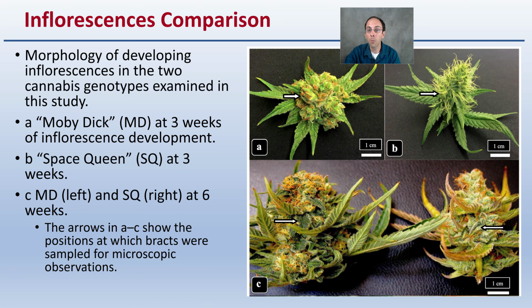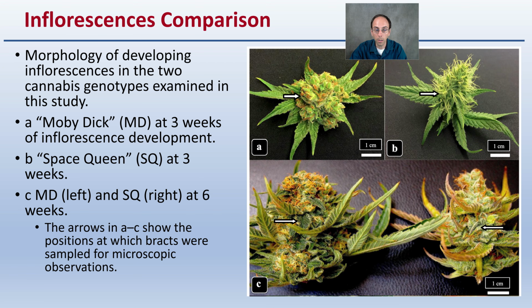First, let's start with a little macroscopic view, the inflorescence comparison, the morphology of developing inflorescence in the two cannabis genotypes examined here. Again, here we're looking at Moby Dick at 3 weeks of inflorescence development. And for B here, we've got Space Queen, also at 3 weeks. You can see the different morphological differences here as well.